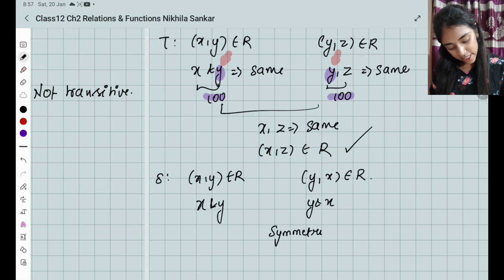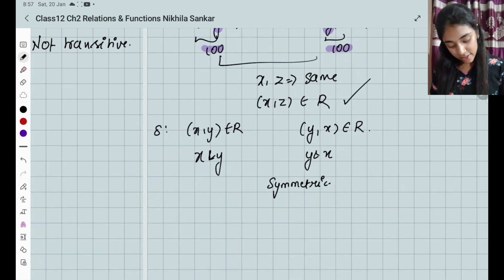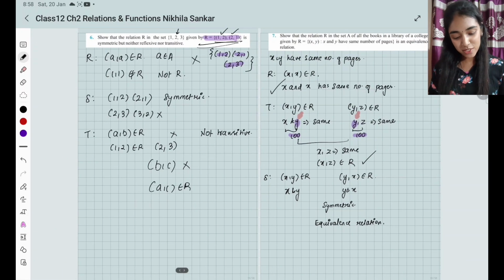Okay? So the relation is reflexive, symmetric and transitive, which means this is an equivalence relation. If you write this in the exam without being asked, the invigilator will be very happy. Okay, please copy.